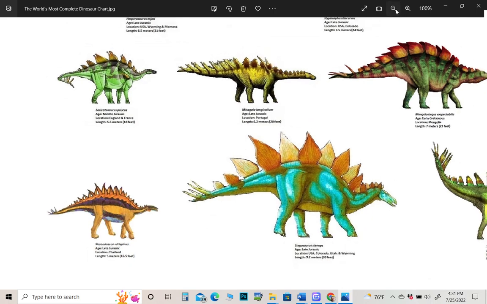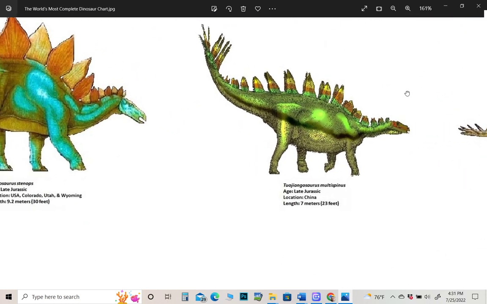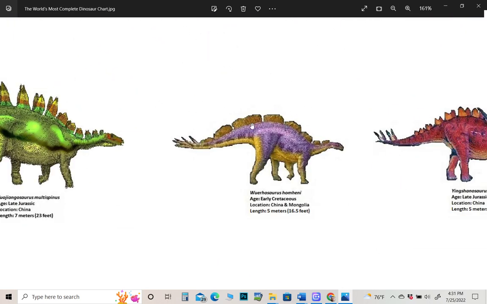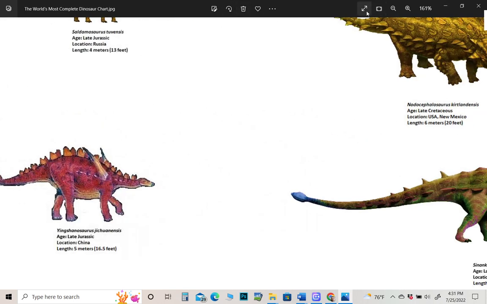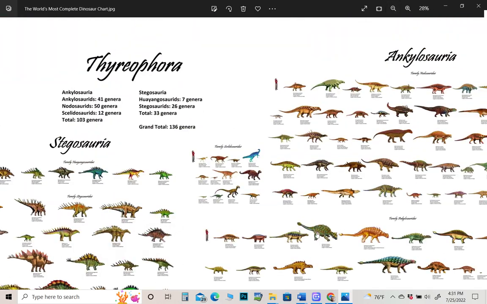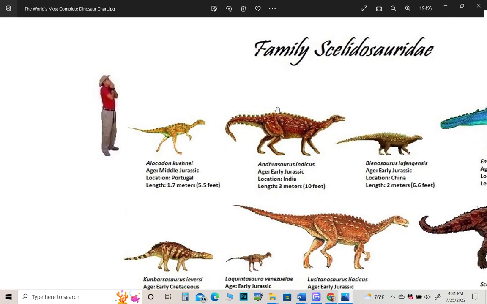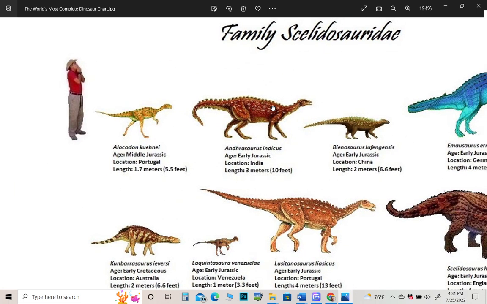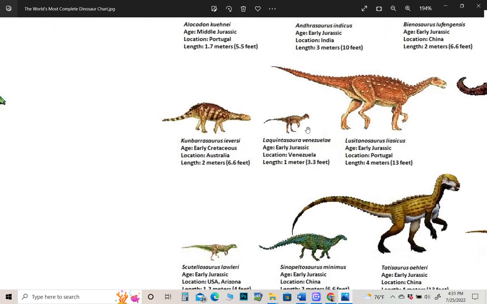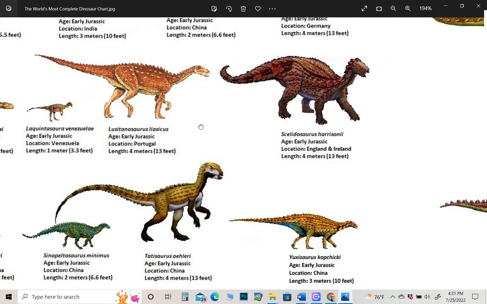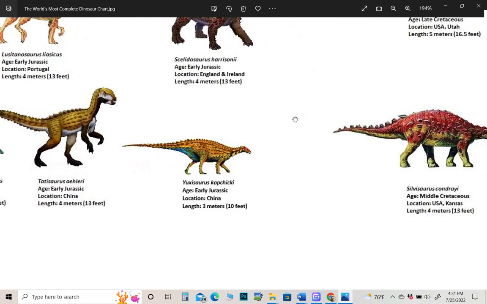It might have been a bit smaller than that, but I think that's also the outer size limit. Stegosaurus there, okay. And Tuojiangosaurus, Wuerhosaurus with the very short plates, Yingshanosaurus, and then on to the basal thyreophorans and ankylosaurs, which the basal thyreophorans are included with the ankylosaurs, so we'll start here. The Scelidosaurs. Alcovasaurus, Bienosaurus, Emausaurus, Laquintasaura, Lusitanosaurus, Scelidosaurus, Scutellosaurus, Sinopeltosaurus, Tatisaurus, and Eucamerotus.